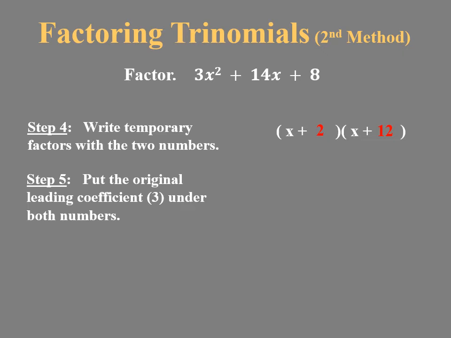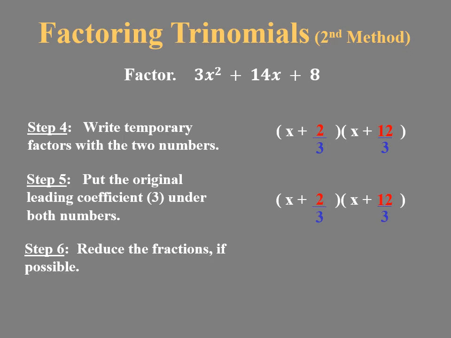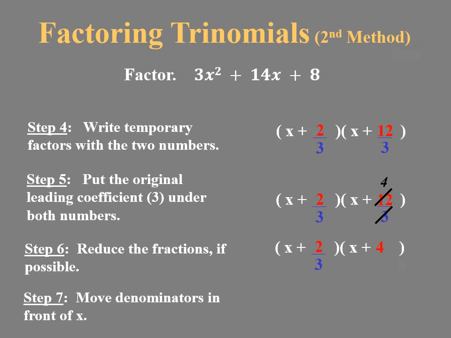And then we're going to divide them by 3. We're going to simplify whenever it's possible. And then we're going to move the denominator next to x. Therefore, 3x squared plus 14x plus 8 can be factored into 3x plus 2 times x plus 4.